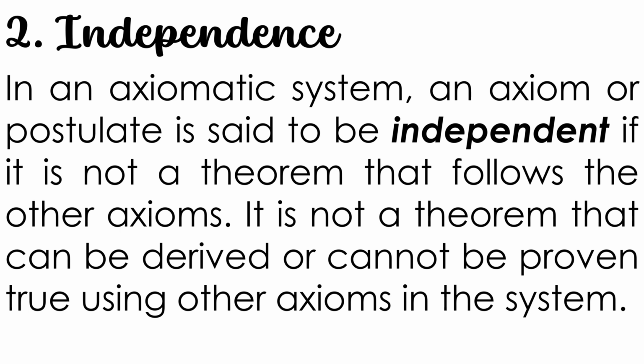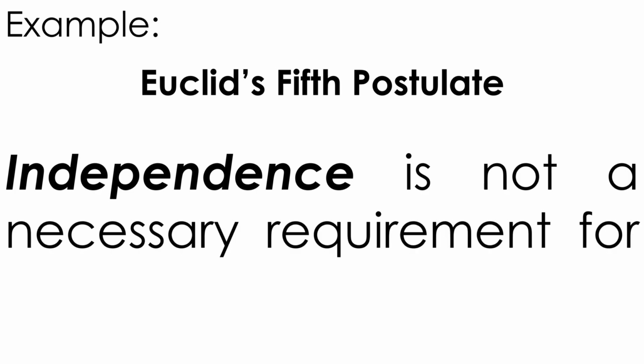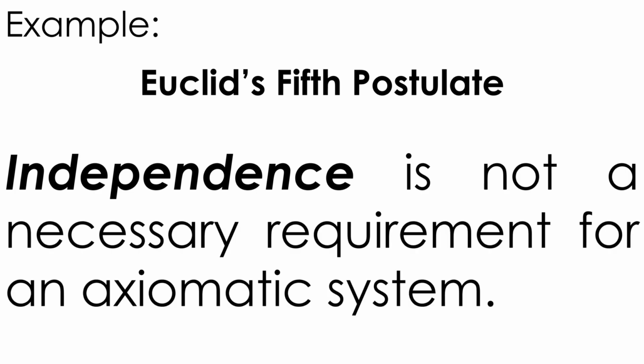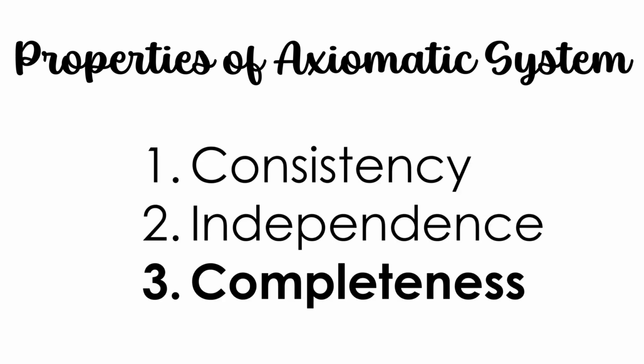An example of this is Euclid's fifth postulate. Many people tried to prove this axiom using the other four postulates, but either failed or used faulty reasoning. This problem led to the development of other geometries, where the fifth postulate of Euclid was shown to be independent of the other postulates. Independence is not a necessary requirement for an axiomatic system. Now let's proceed to the third property of an axiomatic system, and that is completeness.